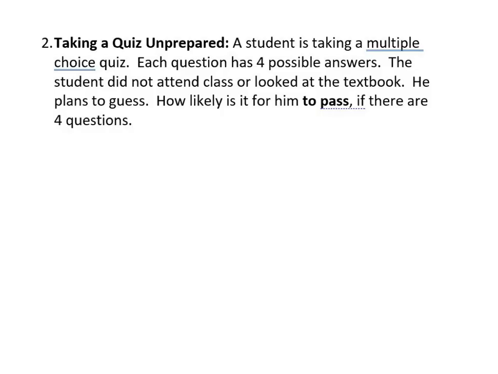Well, first of all, that means that he has to get at least 2 out of 4 to pass. So therefore, the number of successes has to be 2 or more. So we're looking at 2 or 3 or 4. So n here, or the number of questions, is 4. Because there are 4 possible answers in each question, our probability of success is 1 in 4, and our probability of failure is 3 in 4.